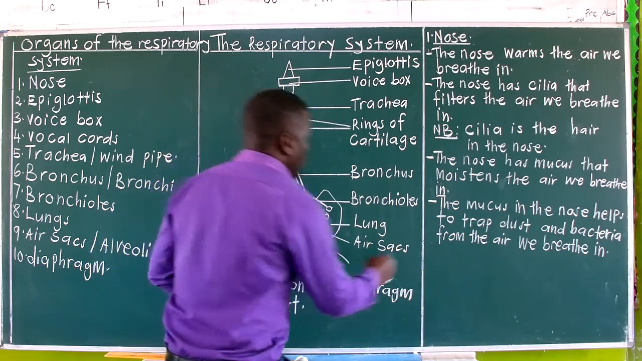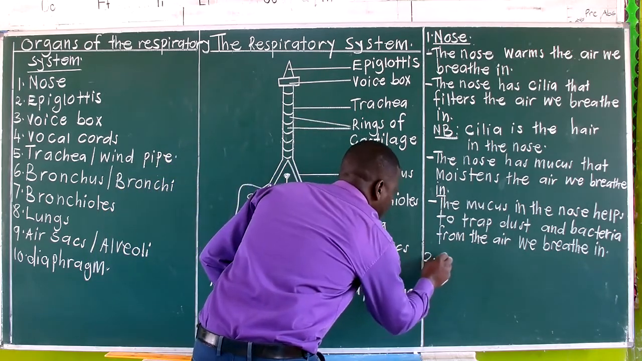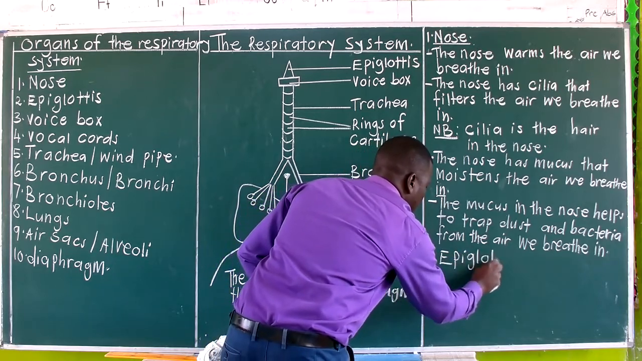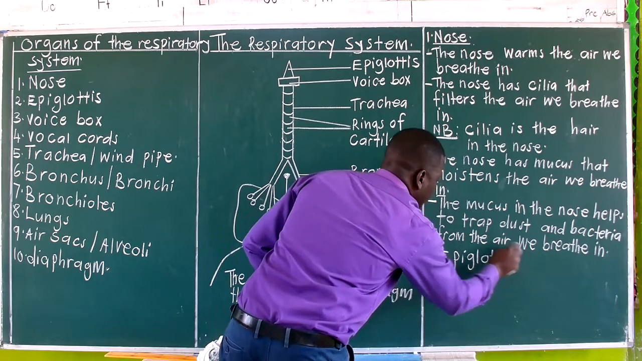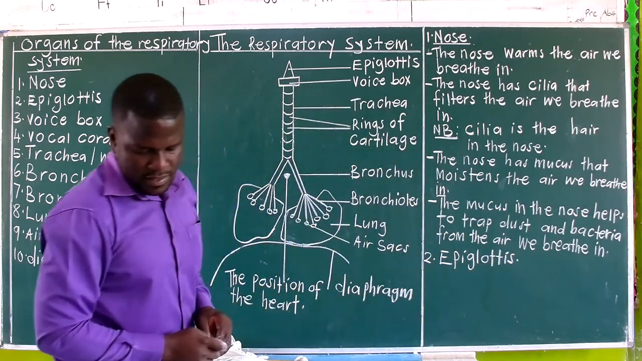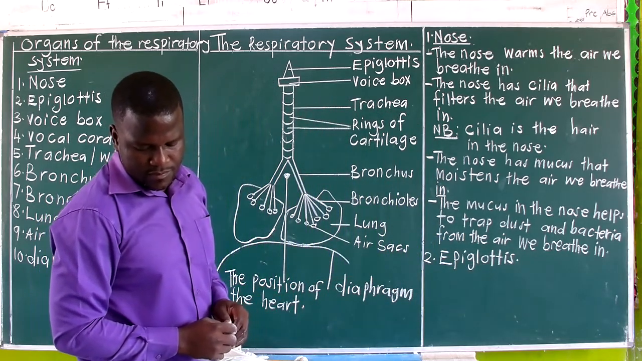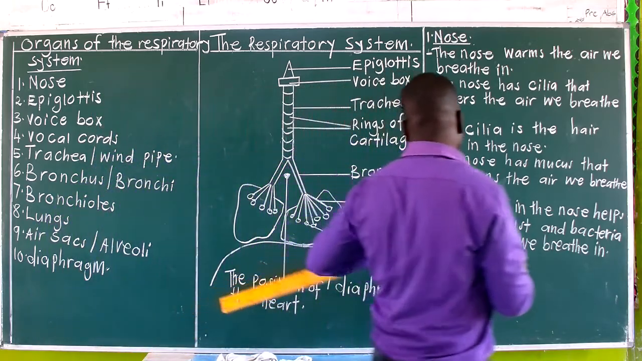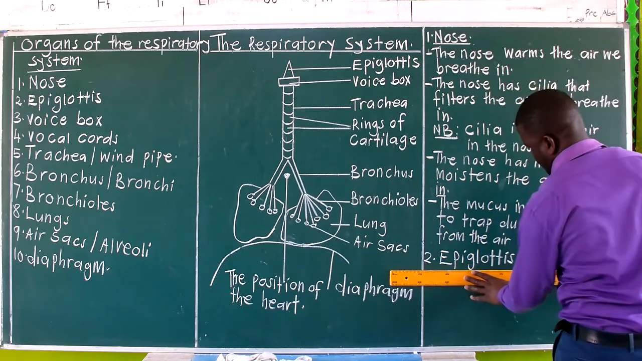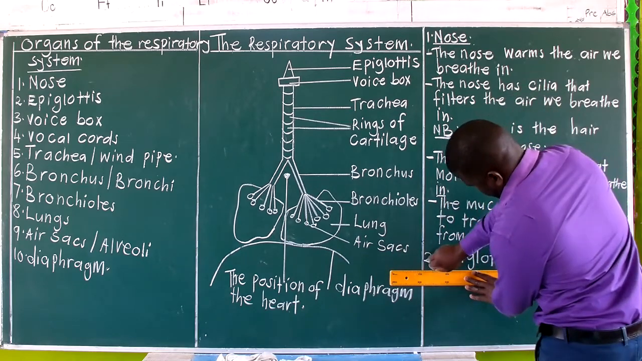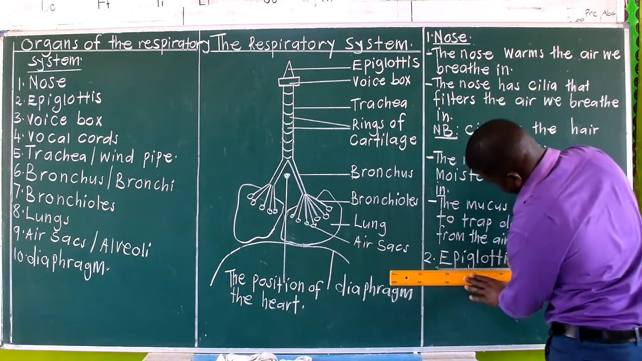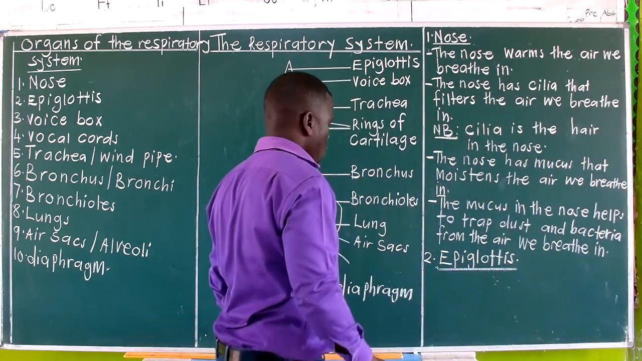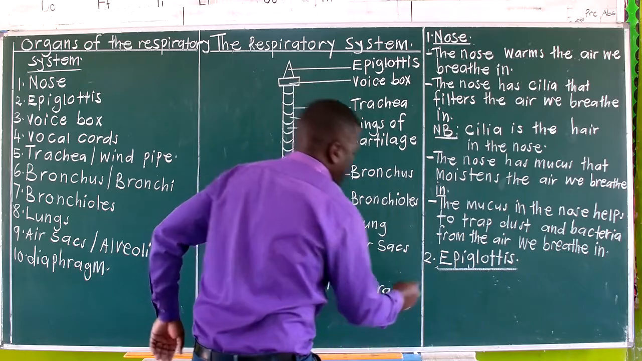Then number 2, we have what you call the epiglottis. This epiglottis prevents choking by closing the windpipe while swallowing food.